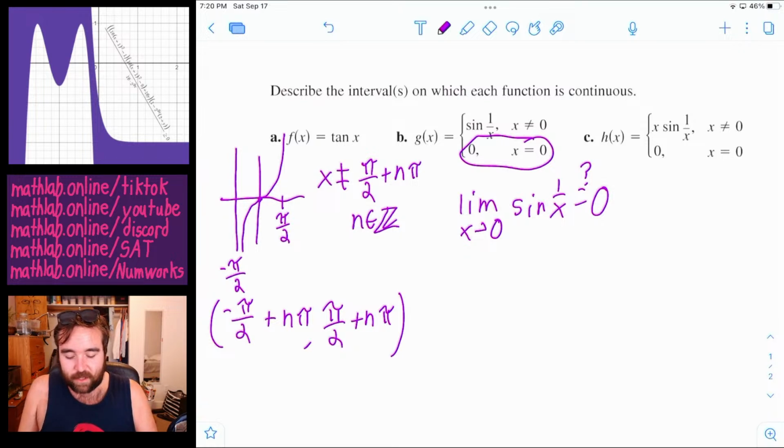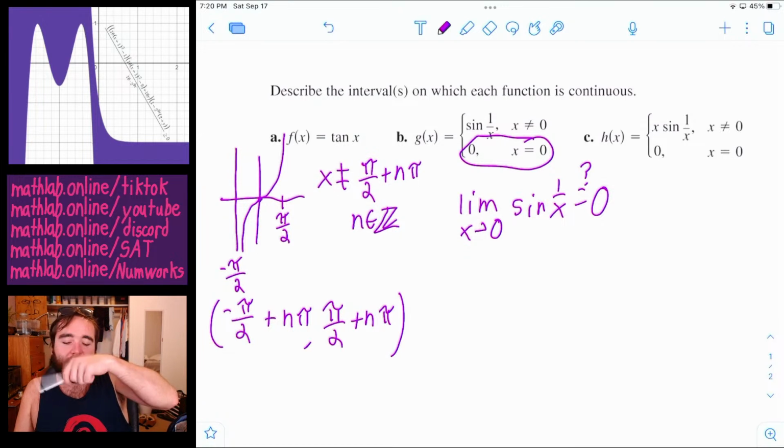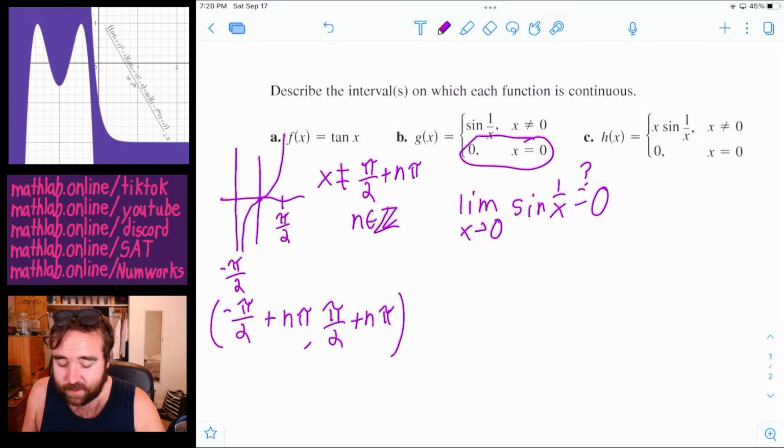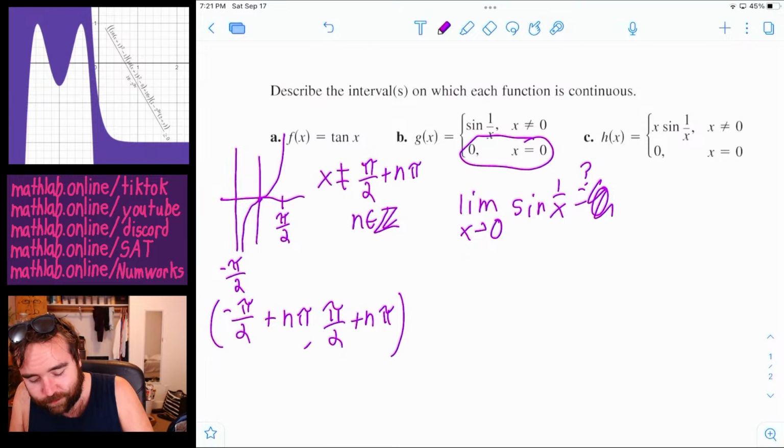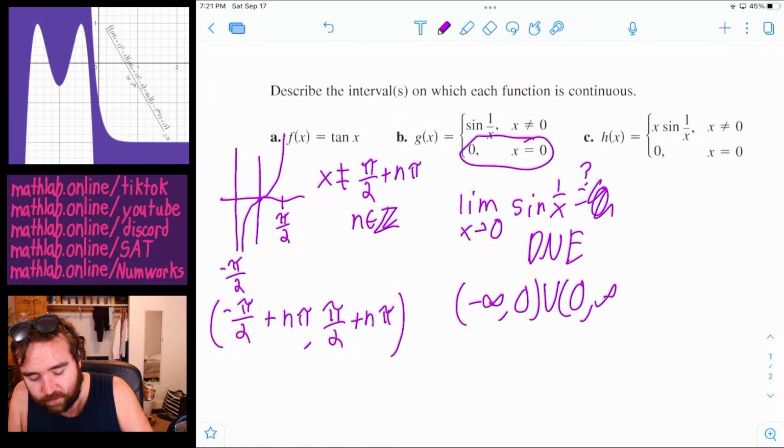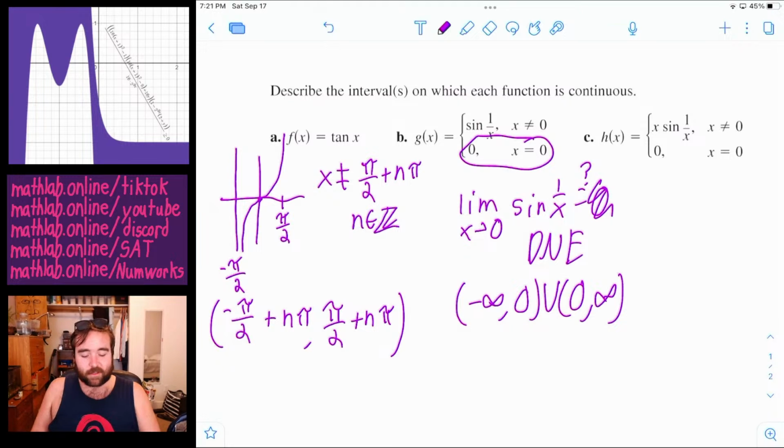Because if you have the sine of 1 over x, if x is 0.1, then it's the sine of 10. If x is 0.01, it's the sine of 100. So it oscillates faster and faster as it goes to the middle. So that limit does not exist. It does not equal that. It equals d and e. So this is continuous from negative infinity to 0 and from 0 to infinity, but I don't think that's continuous at 0. We're definitely going to check these answers, by the way.